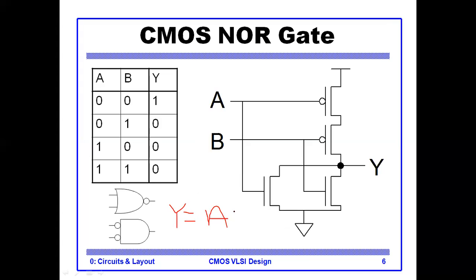A plus B, whole bar, right? And in the PMOS case, where the dot or multiplier is there, the operation is parallel. And for the addition, it's series.